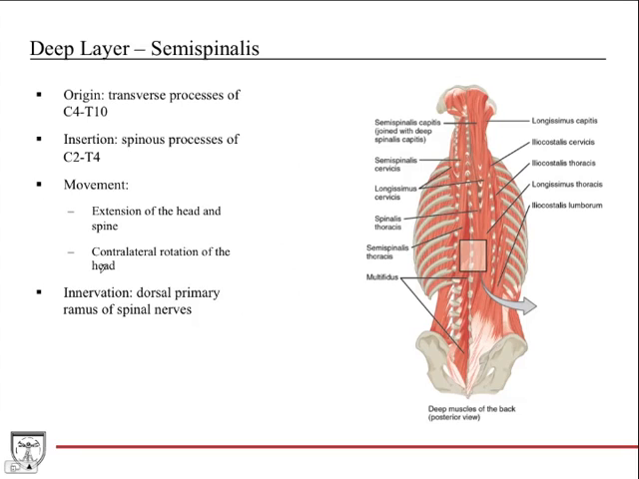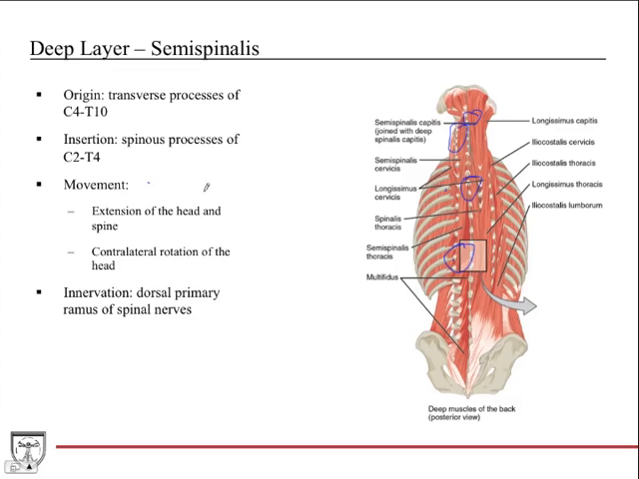First off, the semispinalis. Its origin is the transverse processes of C4 to T10. So C4 is up here, T10 is down here. So here's a 12th rib, 11th rib, 10th rib. There's T10. So if you can see, very broad origin. Insertion is C2 to T4. So C2 is up here, T4 is down in here. So we got 1, 2, 3, 4. T4. So, as you can see, still significantly broad. Not quite as broad as the origin, but still a broad insertion.